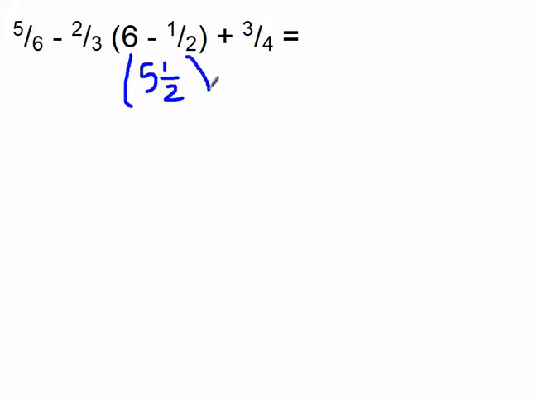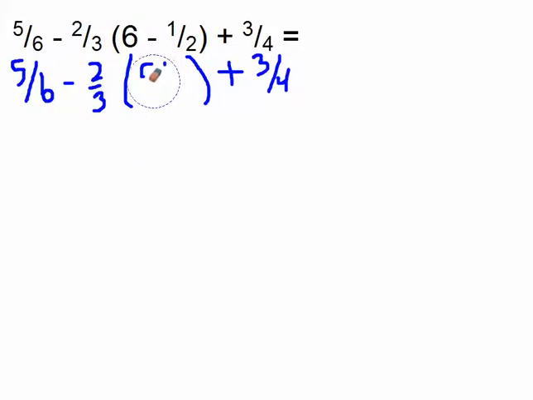So I'm going to go ahead and rewrite the rest of my problem. And I see now that I have 5/6 minus 2/3 times 5 and 1/2 plus 3/4. Multiplication comes next. 2/3 times 5 1/2. We'll need to rewrite 5 1/2 as an improper fraction. So 5 1/2, 5 times 2 is 10, plus 1 is 11 halves. Now I've got 2/3 times 11 halves.